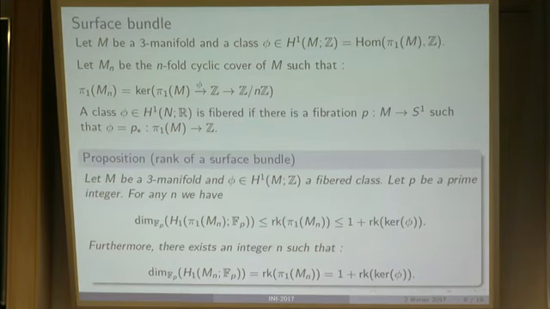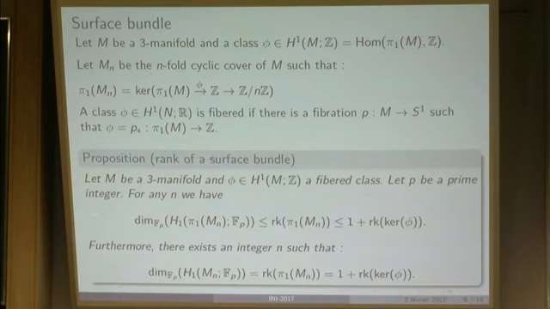So here is the proposition, which I more or less proved. You take a 3-manifold, you take a cohomology class. You take the cyclic cover induced by this cohomology class. And we will say that the cohomology class is fibrate if it corresponds to the projection of a fibration over the circle.